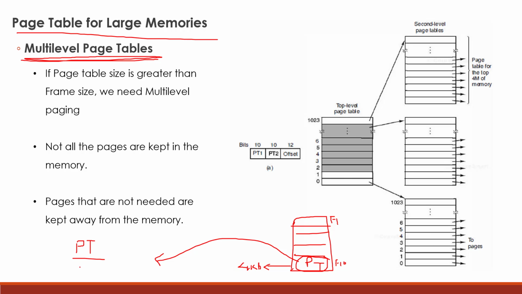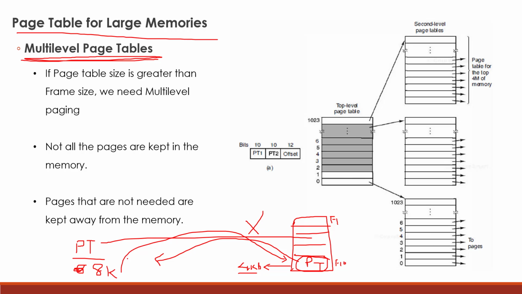Now let's assume that a page table is generated for a process that has a size of 6 KB. Let's call it 8 KB. Now this cannot be accommodated here because the frame size is 4 KB. What do we do in that case? We cannot place the page table inside this RAM. What do we do in that case?